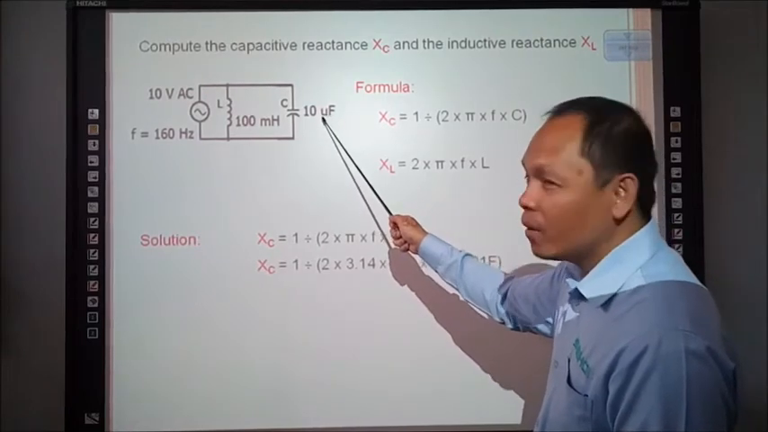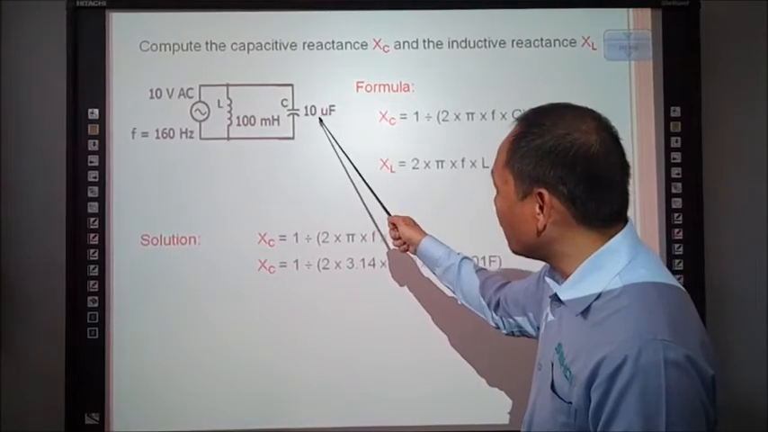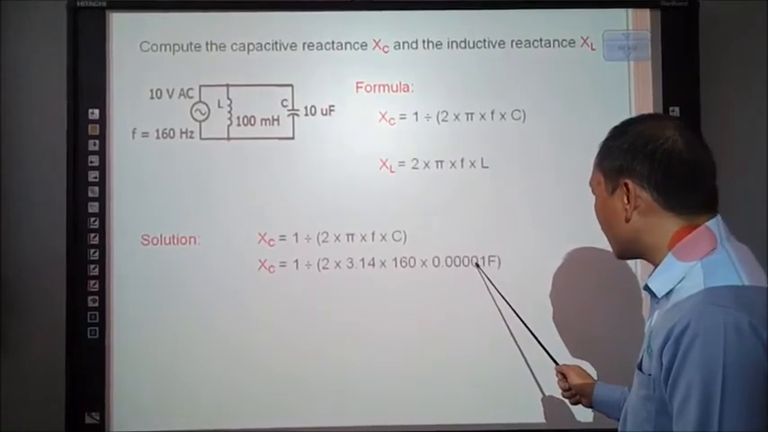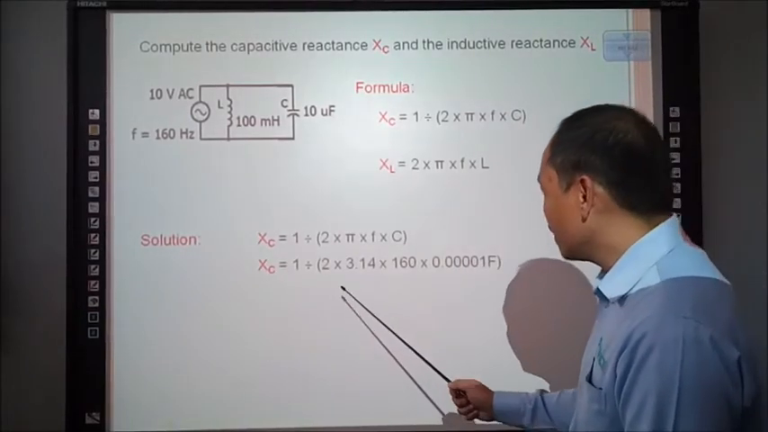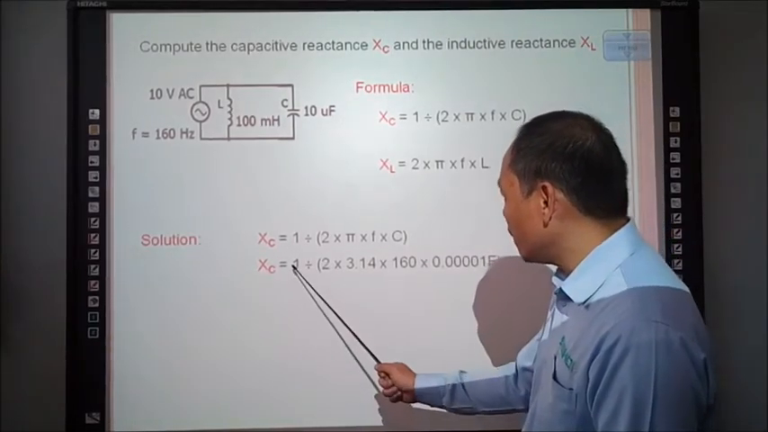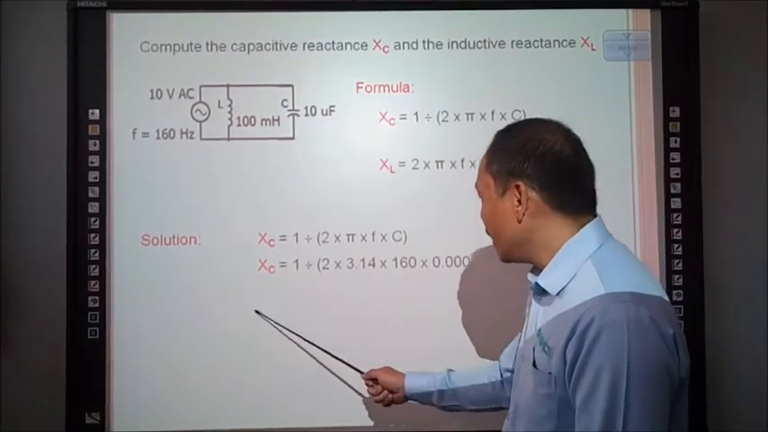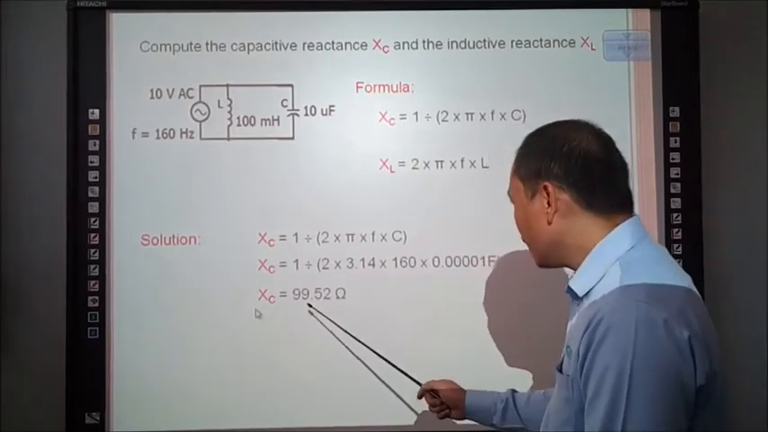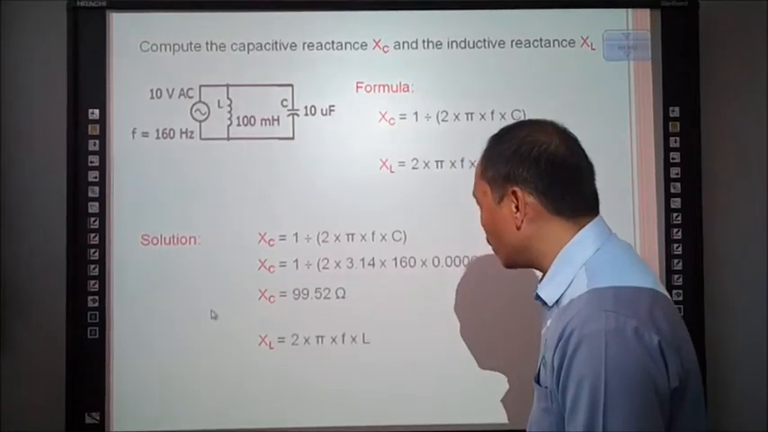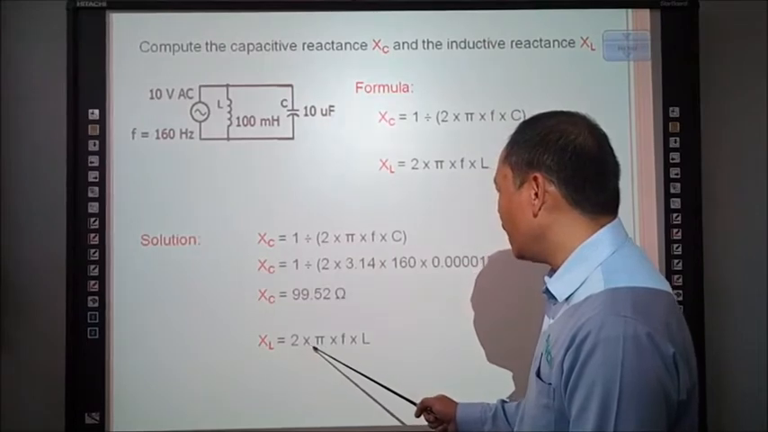How? Micro means one millionth, so you have to divide 10 microfarad by 1 million, which is equal to 0.00001 farad. Then multiply all of these values, and divide 1 by the product. So XC will be equal to 99.52 ohms.